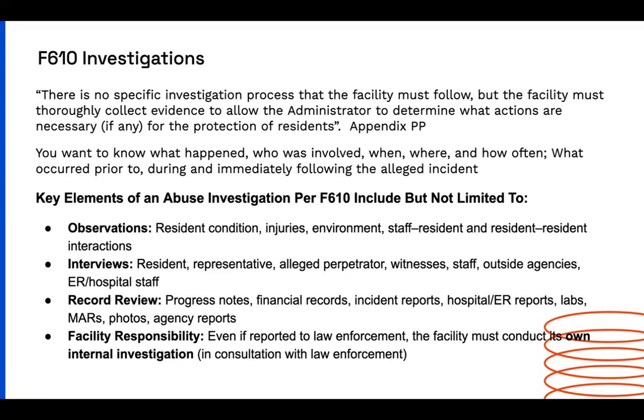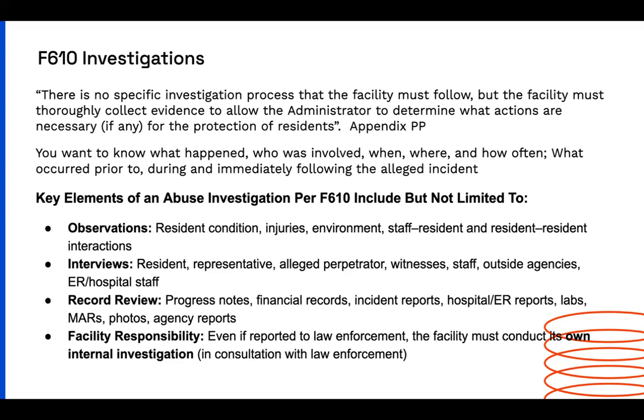So, key elements of an abuse investigation per F610 have these components that they say you need to have as a part of it. So, observations. What's the resident's condition? What is the nature of their injuries? What was the environment like? What are the staff-to-resident or resident-to-resident interactions, depending on what the situation is?